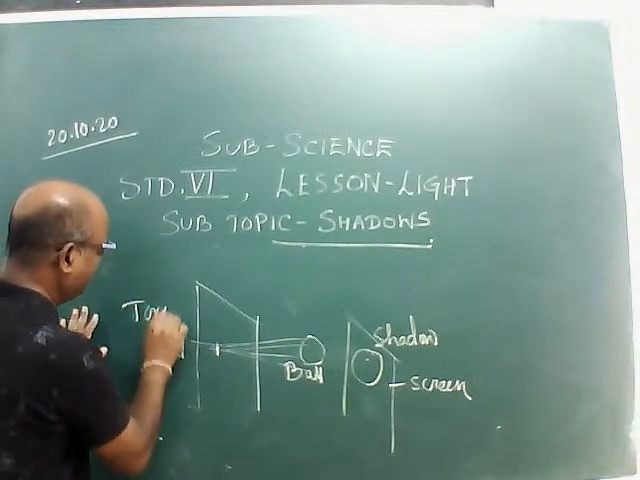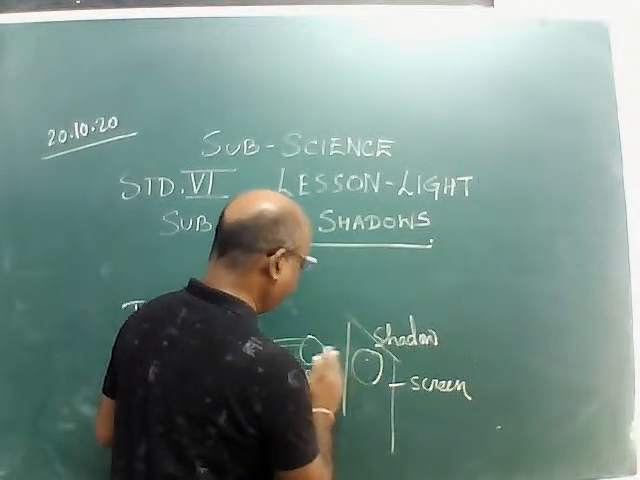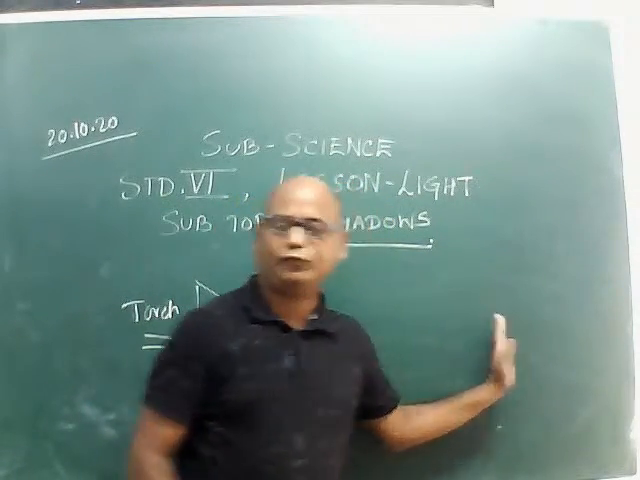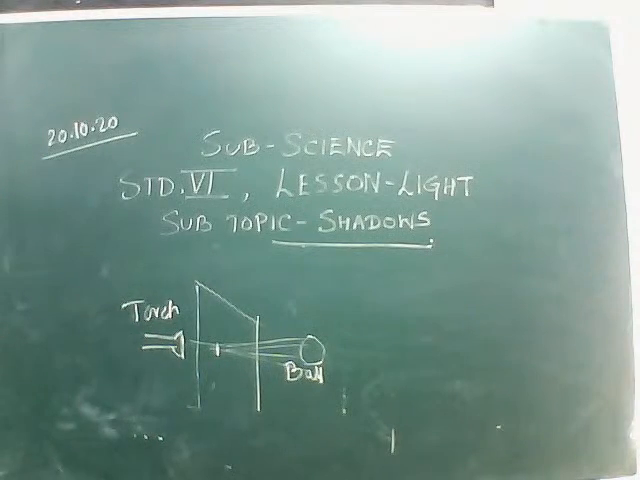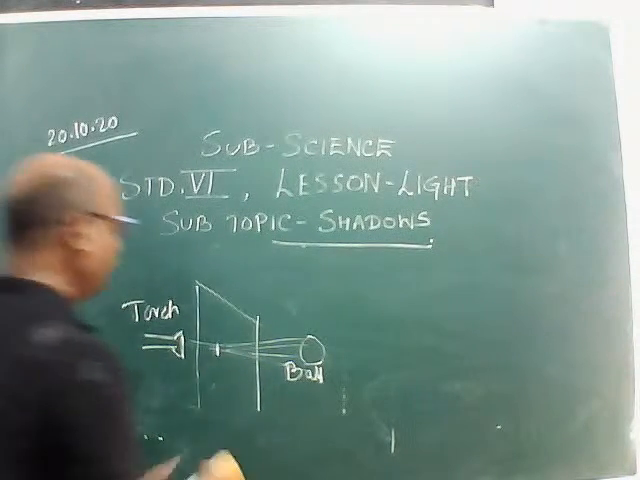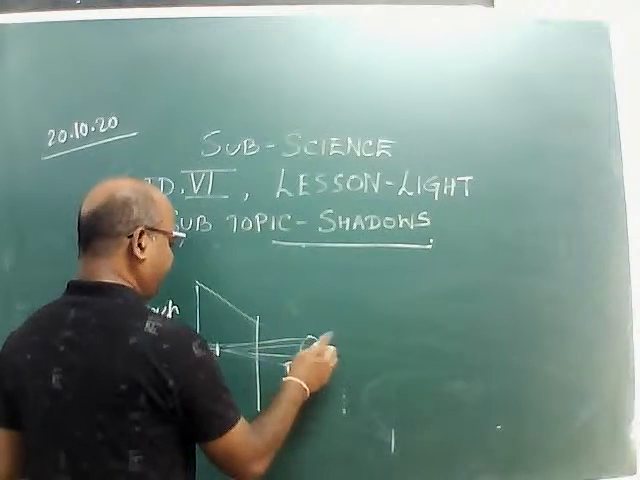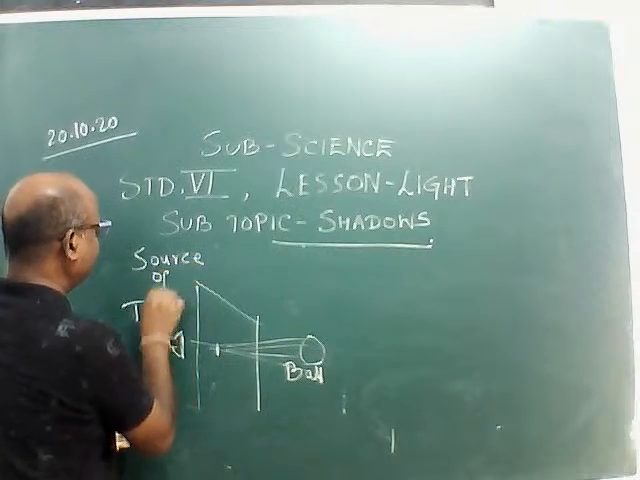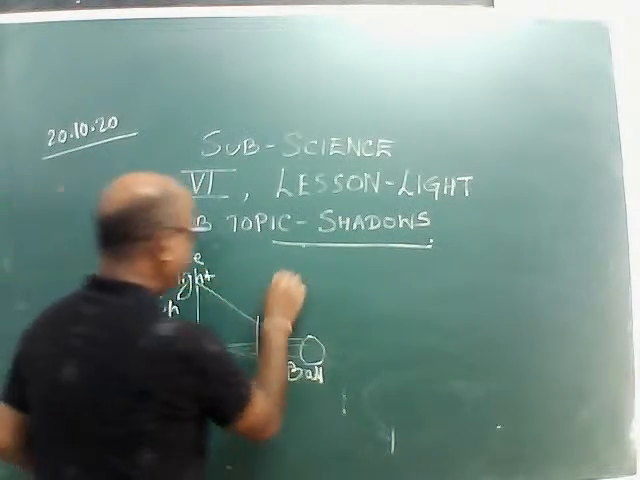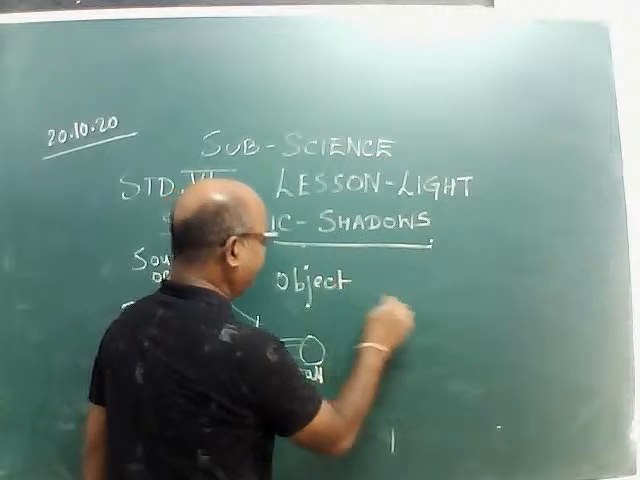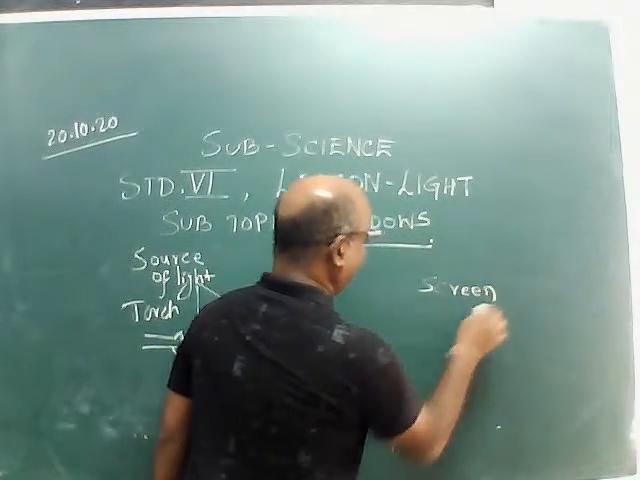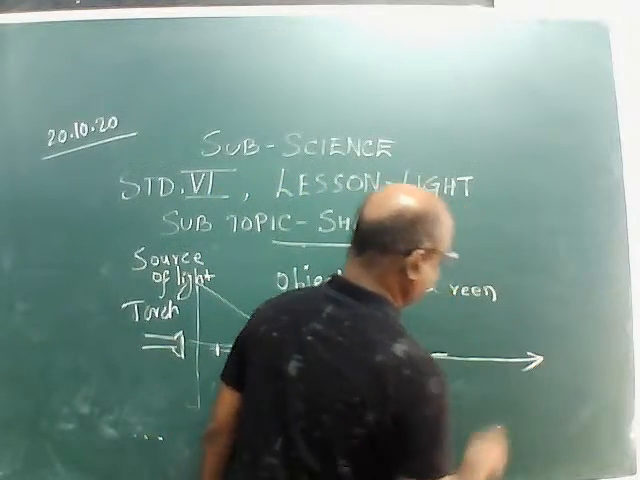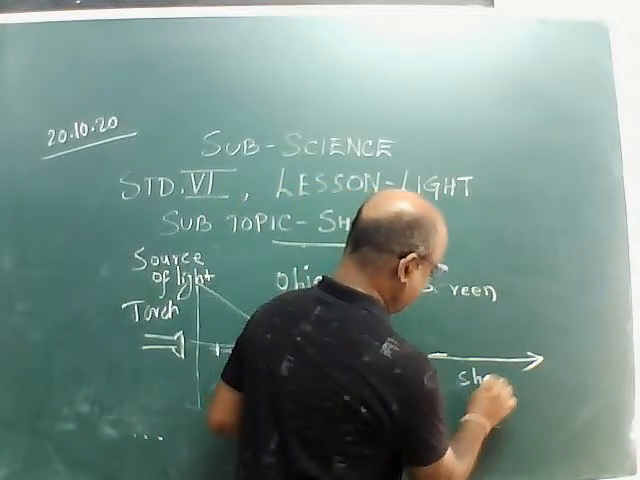This is the torch. So what we will find when this shadow is formed, if you take the screen away from this torch, we will find the shadow will increase. Means here is the source of light, the object, and here the screen is there. Now this shadow is forming on the screen, but if you take the screen away, the shadow will also increase.